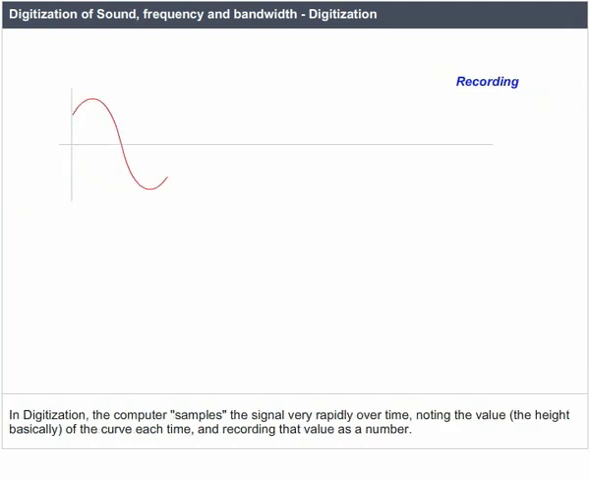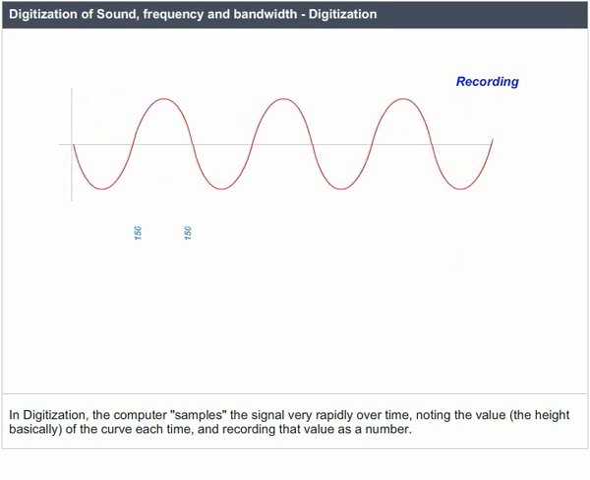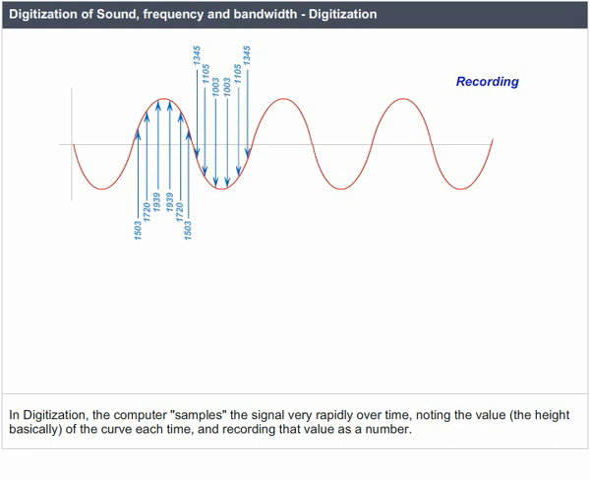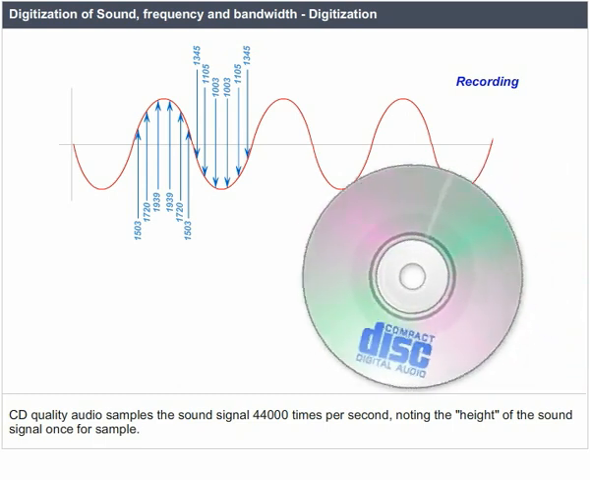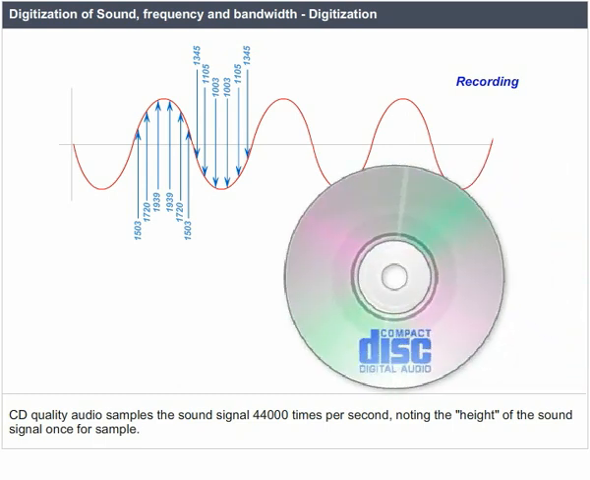In digitization, the computer samples the signal very rapidly over time, noting the value, the height basically, of the curve each time and recording that value as a number. CD quality audio samples the sound signal 44,000 times per second, noting the height of the sound signal once for each sample.